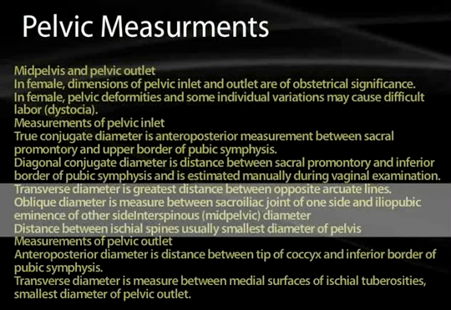Some other measurements of the pelvic outlet are the anterior-posterior diameter, which will be between the tip of the coccyx and the inferior border of the symphysis, and then the transverse diameter, which will be between the medial surfaces of the ischial tuberosities and is the smallest diameter of the pelvic outlet. And this is of particular importance because if the baby's head will not fit through the transverse diameter, there are going to be some issues that need to be taken care of, and they need to decide whether or not they're going to have a natural childbirth.